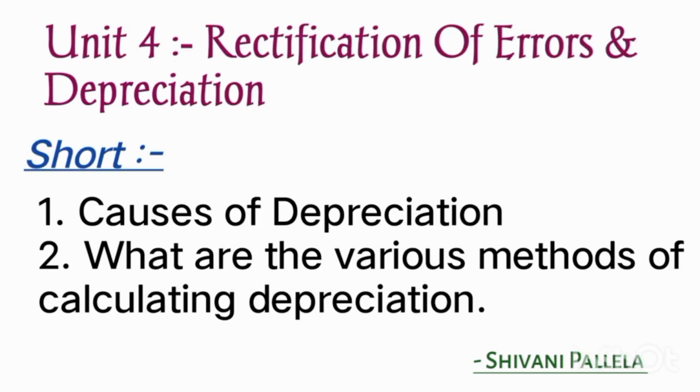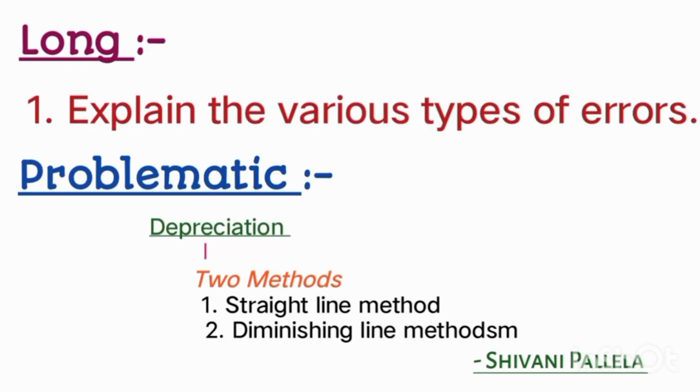And coming back to unit number 4, rectification of errors and depreciation, I have given only 2 theory questions, whether they may come or not. So, as I already said, you should give preference to problematic. Causes of depreciation, calculating methods of various depreciation. And for long, if they ask a theory question, they ask only one question: various types of errors. So it's a rare thing that you will get theory in this unit. And coming back to the problematic, you are having only 2 methods: straight line method and diminishing balance method. Out of these 2 methods, you will get one method compulsorily as problematic in part B.